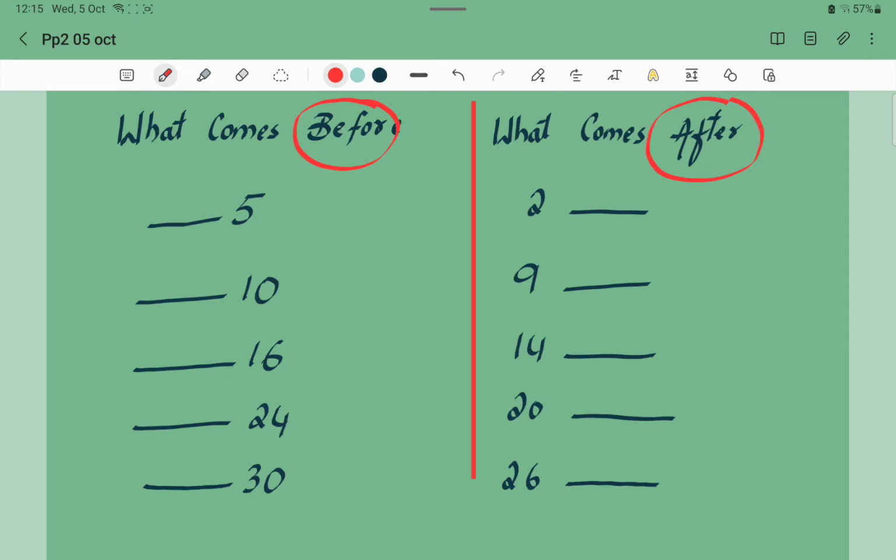So what comes before 5? It comes 4. Before 10, it comes 9. Understood? After 2, it comes 3. After 9, it comes 10. Like this, you have to write all the numbers.